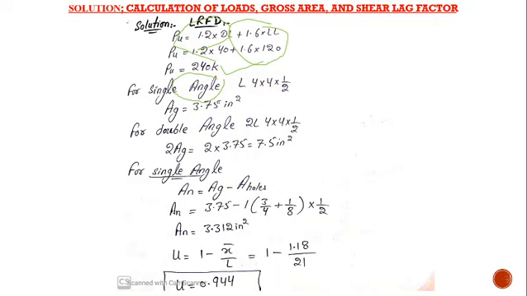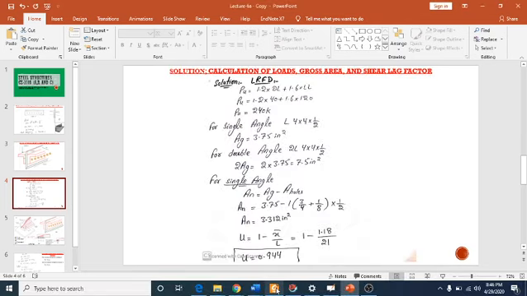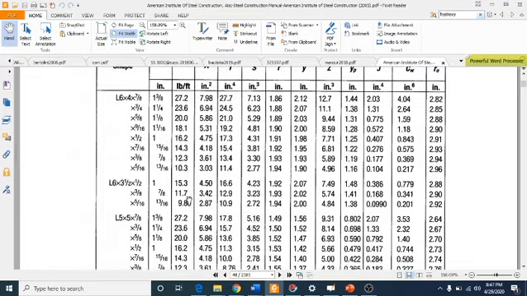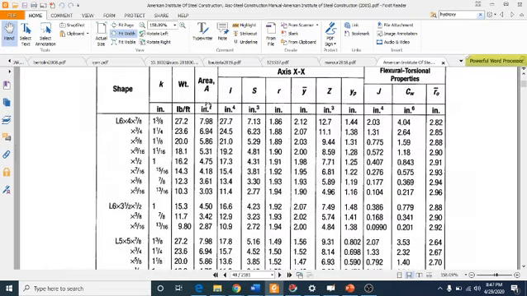Now this was found from the manual, so I have to go to the manual. I have to show you that I have taken it from the manual. Okay, for the 4 into 4 into half inch angle, the third column is area and the seventh column is the centroid along the y-axis.